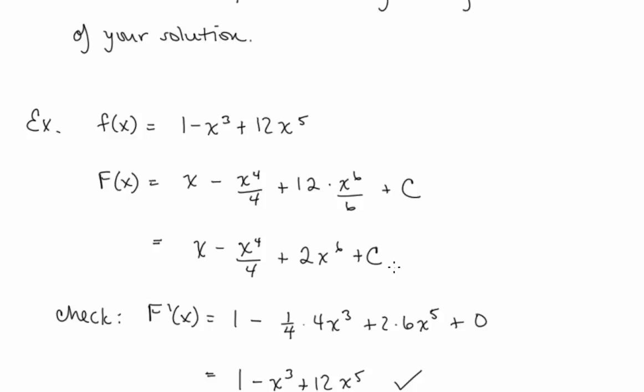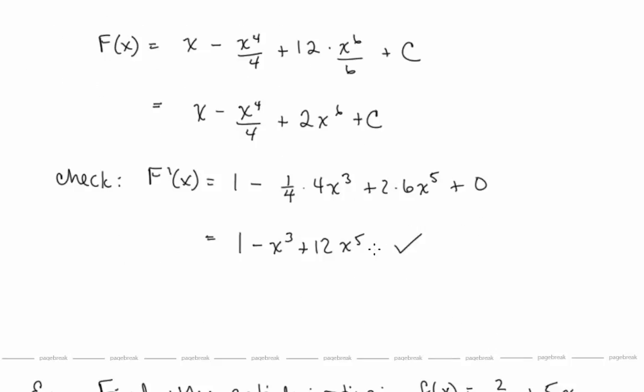And as we just said, we could always check our antiderivatives by taking the derivative of our solution. So let's take our capital F and take its derivative. The derivative of x is 1. This is 1/4 x to the fourth, so I can pull out my 1/4. Then the 4 comes down, we have 4x to the third. Here I have a constant multiple of 2, and the 6 comes down, we have 6x to the fifth. And here the derivative of the constant c is 0.